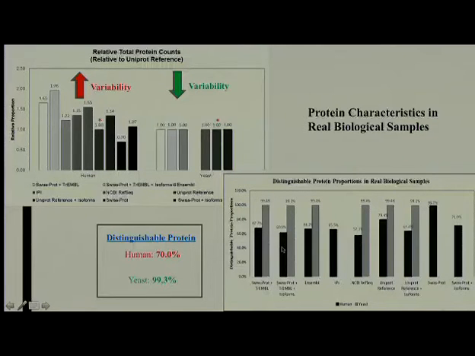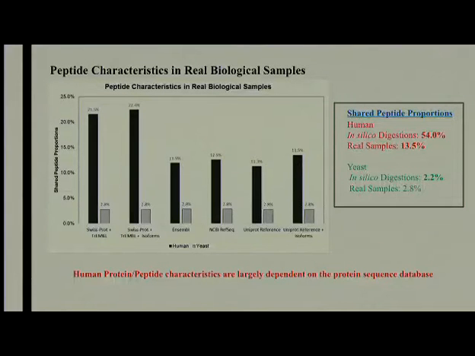there's a lot of variation. We see that the human samples are a lot more complex than the yeast samples, and also that there's a lot of variation in the redundancies in the human sequence statistics compared to the yeast sequence statistics. So now when we look at the peptide characteristics in the real biological samples, what we notice is that the trends are very similar to what we've observed from the in silico digestions of the protein sequence databases. The darker gray bars here are the shared peptide proportions for the human samples across databases, and the lighter gray are those for the yeast samples across databases.